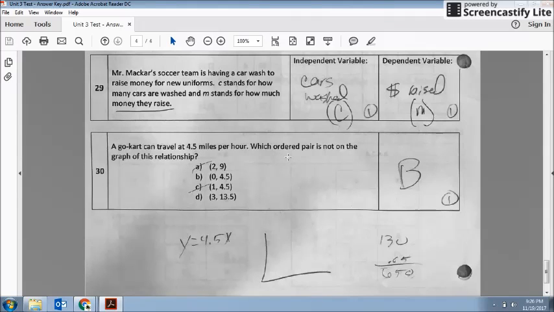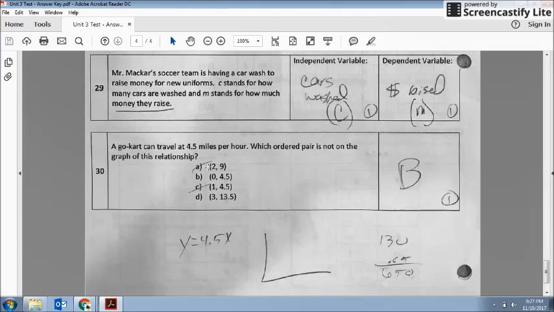And then the last question here is, a go-kart can travel at 4.5 miles per hour. Which ordered pair is not on the graph of this relationship? So if it can go 4.5 miles per hour, then that's going to be y equals kx. So y equals 4.5x. If you plug 0 in, like on B here, your result is not going to be 4.5. It's going to be 0, because any number times 0 is going to be 0. So 0 for x would be the result of 0 for y. So that's why B is the right answer.